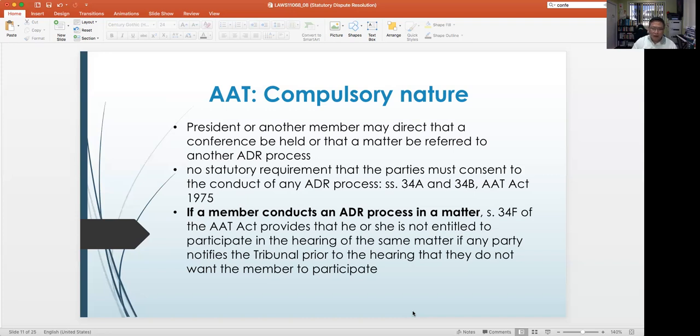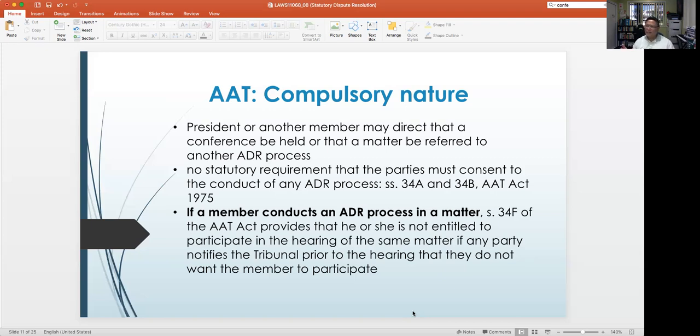In any event, if a member conducts an ADR process in a matter under Section 34F of the AAT Act, the Act provides that he or she is not entitled to participate in the hearing of the same matter if any party notifies the tribunal prior to the hearing that they do not want the member to participate. So there is an option on the part of the parties to ask that the tribunal member who conducted the ADR not be involved in hearing the matter anymore.